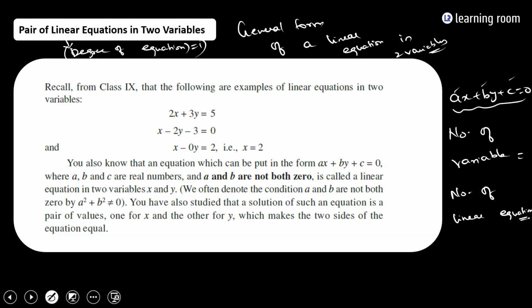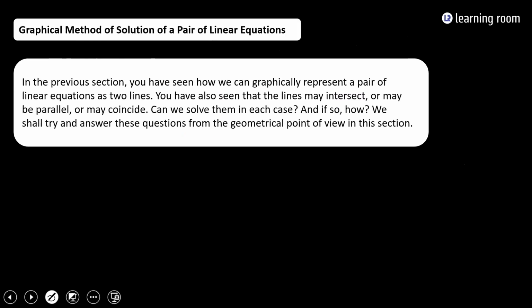When I write ax plus by plus c is equal to 0 in the general form, what do a, b, c represent here? This is from your textbook only. a, b, c are real numbers where a and b are not both 0, meaning they cannot be 0 simultaneously, right? Having this in mind, let's get started.